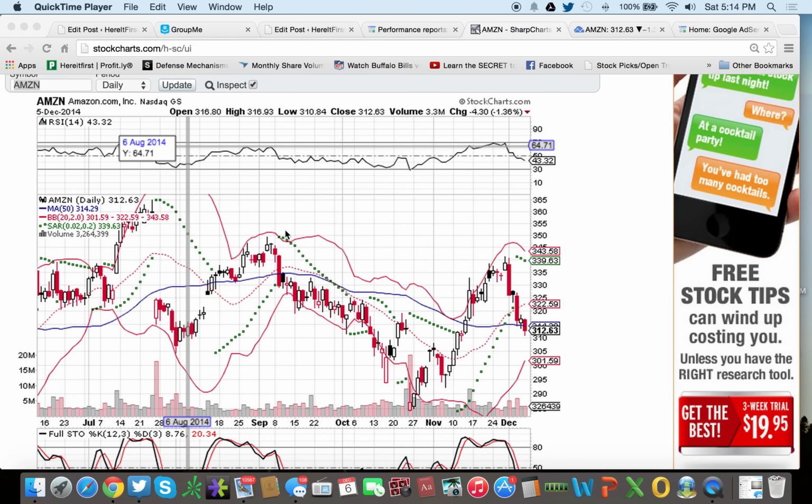That's just a brief fundamental outlook of Amazon. Let's take a look at the chart here. So this is my basic setup.